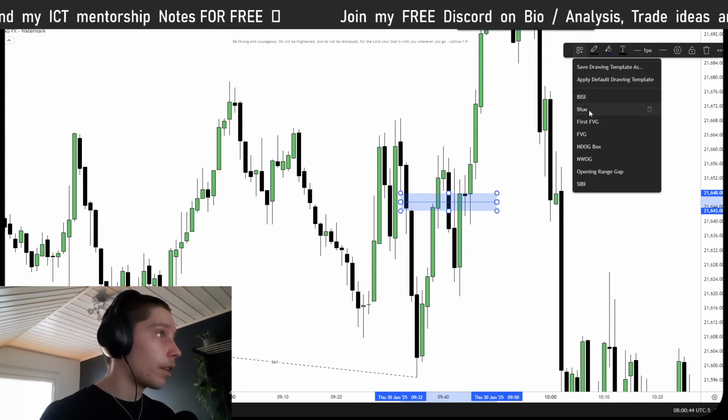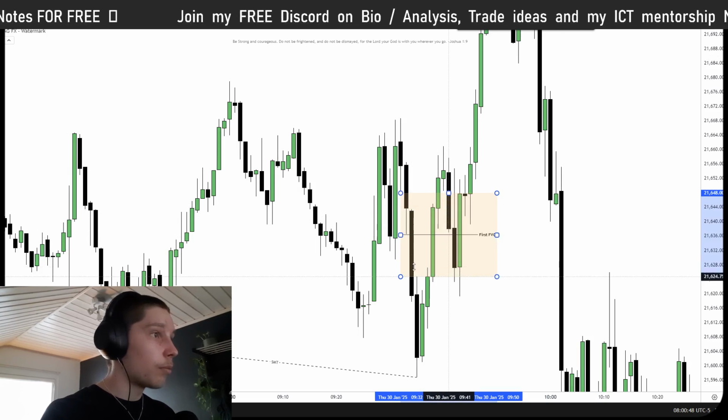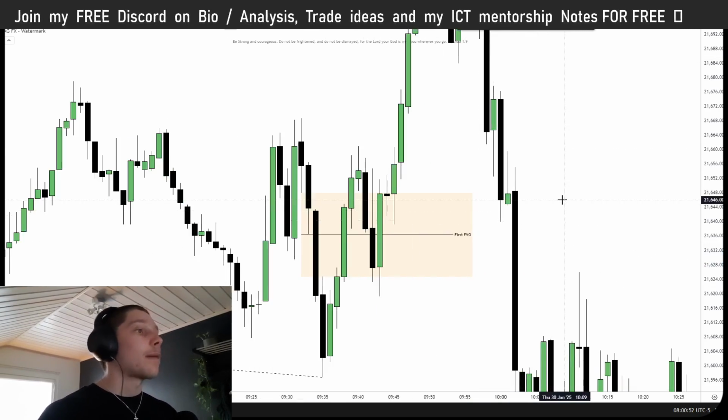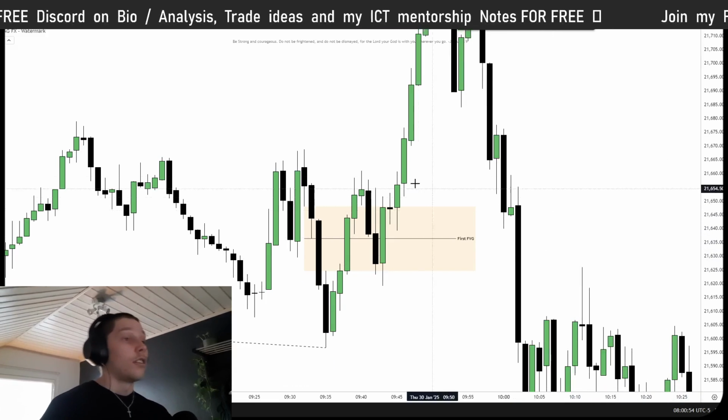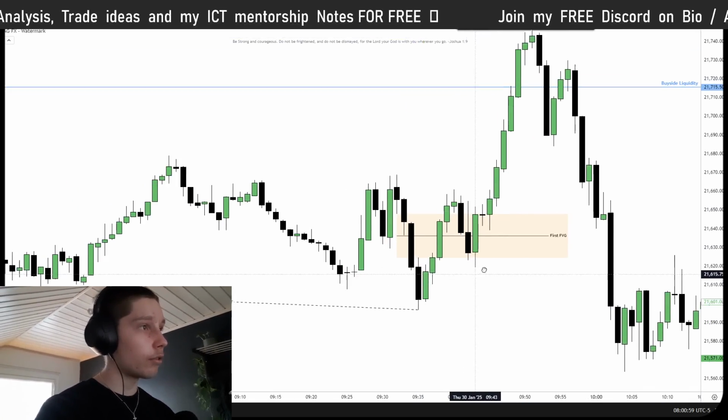Okay, we put on an inversion fair value gap with this first presented fair value gap, and I would mark out the whole range in here because this is the consecutive two fair value gaps that I wanted to see inversed. So then what do I do? I wait for those to get inversed.